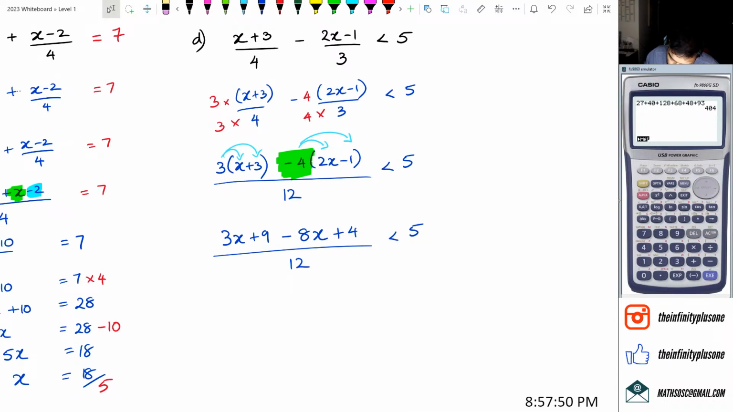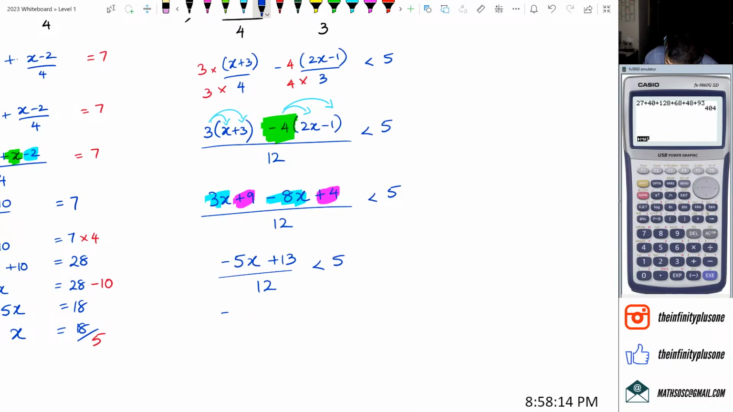We're going to get rid of the 12 to the other side, but before we do that, we've got 3x minus 8x, which happens to be minus 5x. Then we've got 9 and 4, which actually makes 13. And that's all over 12, less than 5. And then we've got minus 5x plus 13 is less than 5 times 12. So we're going to get minus 5x plus 13 is less than 60.